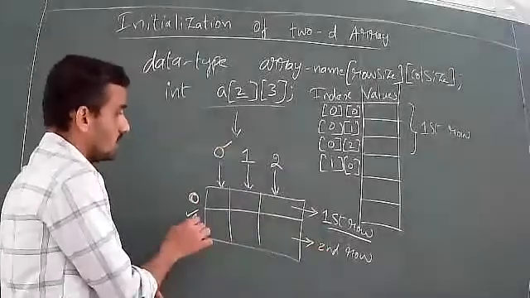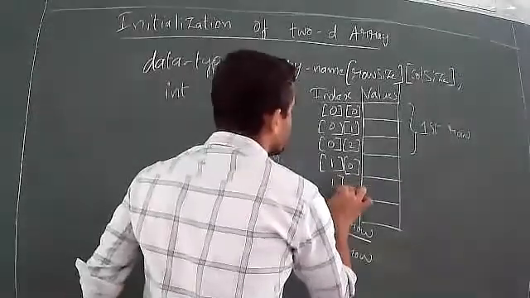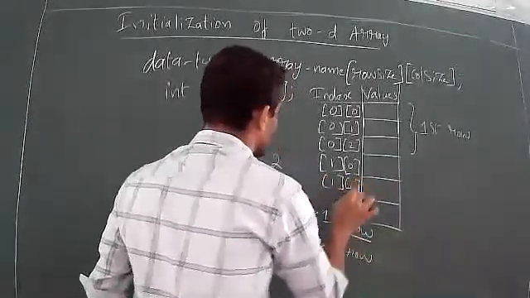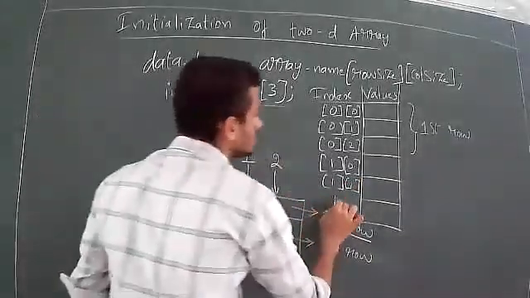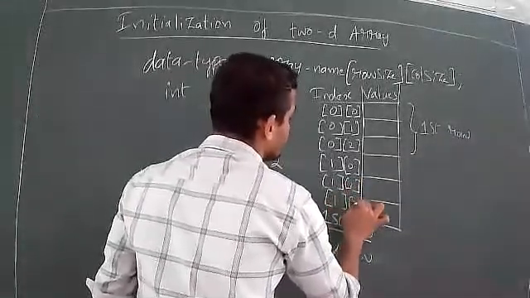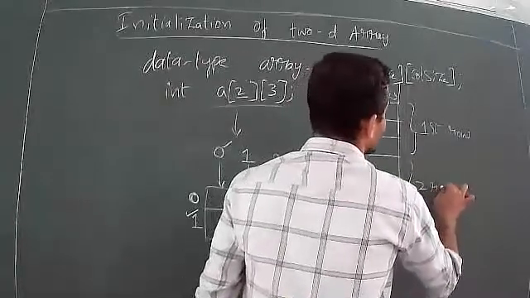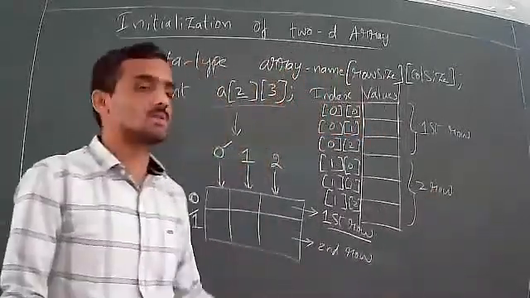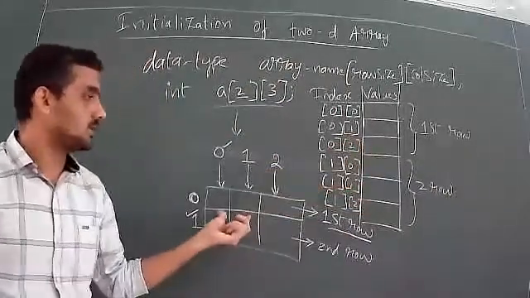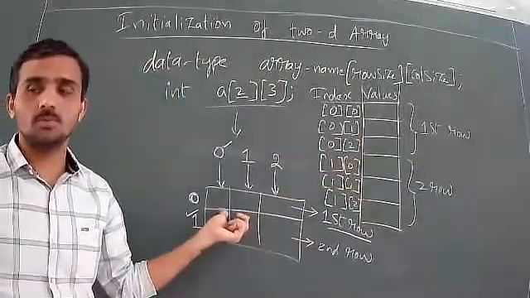Next, 1, 1. Last one is 1, 2. So you can consider these the second row elements. This is the real world representation. I hope you got it.